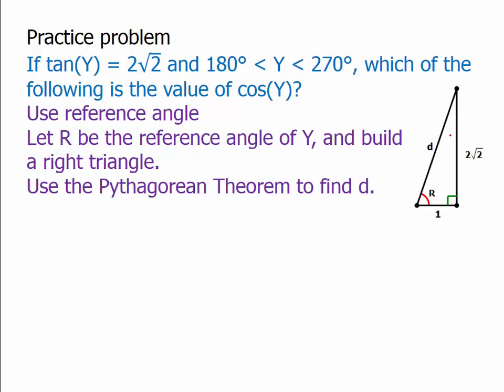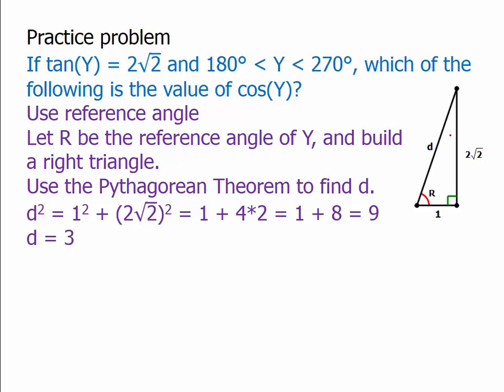So ordinary Pythagorean theorem, d squared equals 1 squared plus 2 root 2 squared. Well, that's 1 squared, and then 2 root 2, that's 2 squared, which is 4, times root 2 squared, which is 2. And so that's 4 times 2, which is 8, and then 8 plus 1 is 9. So that's d squared. d squared has to be positive because it's a length, so d is the square root of 9, which is 3. So now we know d.